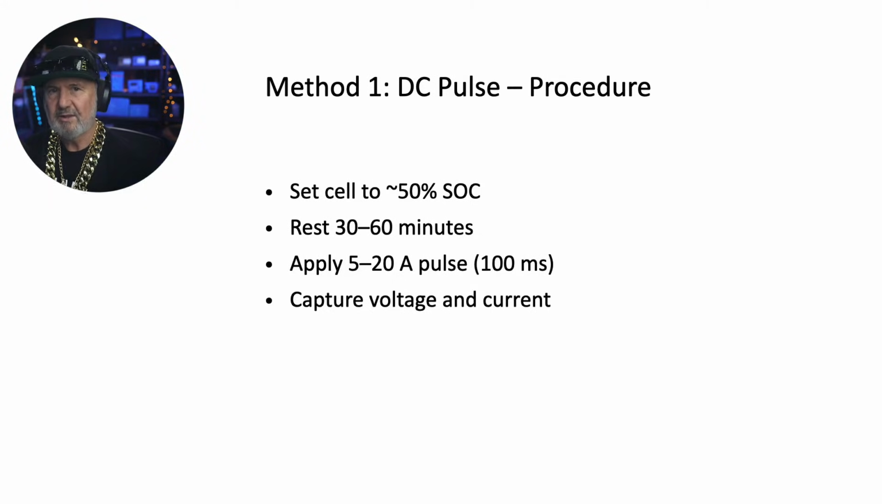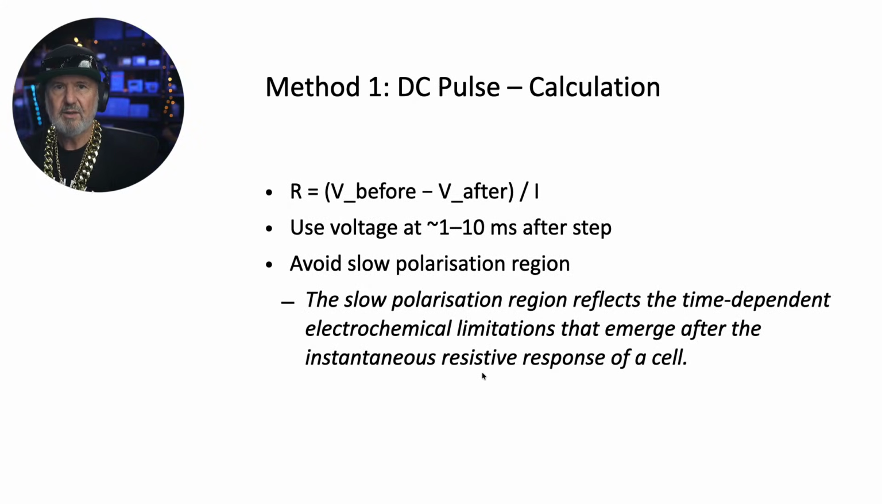Now for an 18650 cell, that could be somewhere in the sort of 5 to 20 amp range for 100 milliseconds. And you need to, at that point, measure the instantaneous voltage and current that occurs as the change goes from no current to the pulse current. So how do you then determine the internal resistance of the cell? Well, it's the voltage before the pulse is applied minus the voltage after the pulse is applied. So that's the change in voltage, basically, divided by the test current.